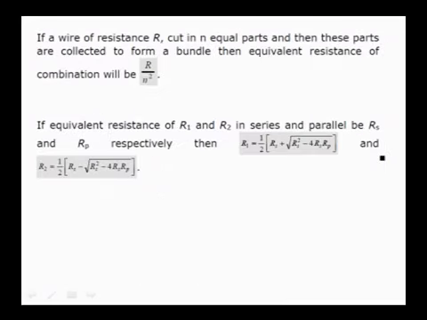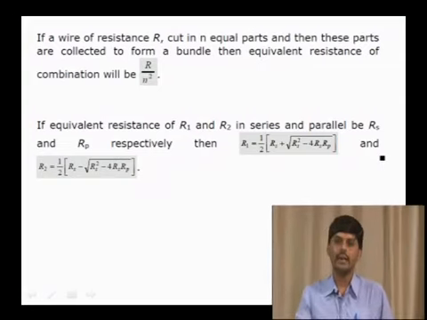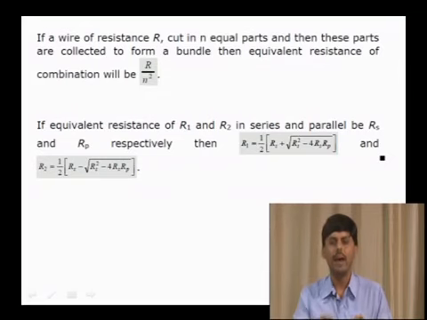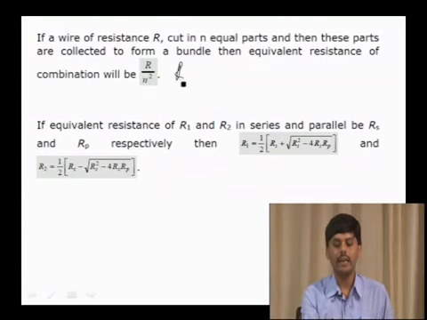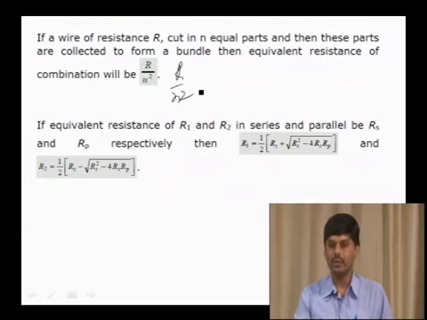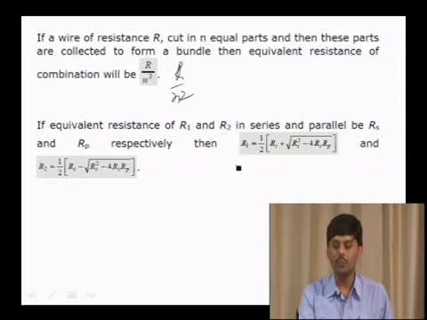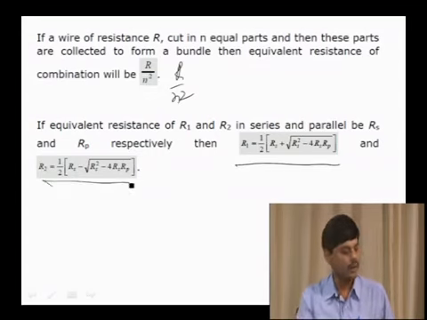If a wire of resistance R is cut into n equal parts and then these parts are connected in the form of a bundle, that means a parallel combination, then the resistance of the combination will be R divided by n square. If the equivalent resistances of R1 and R2 in series and parallel are Rs and Rp respectively, then the resistances R1 and R2 we can calculate by using these two formulas. This is for R1, this is for R2.